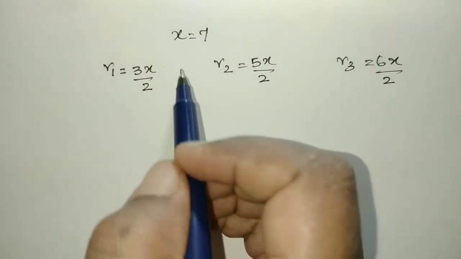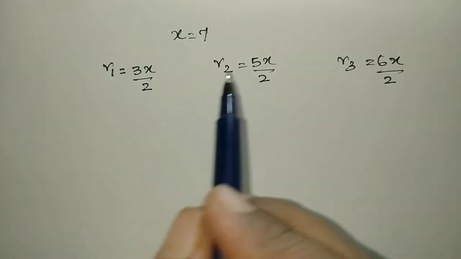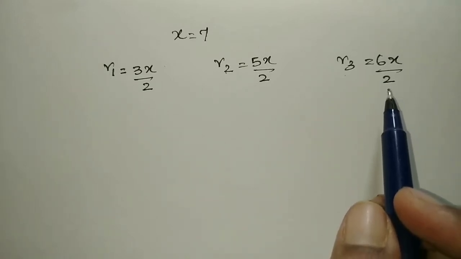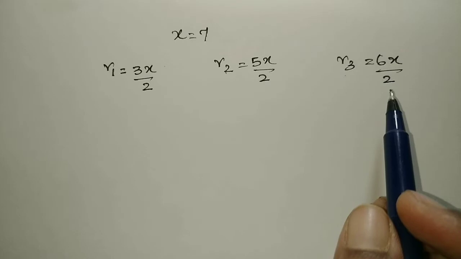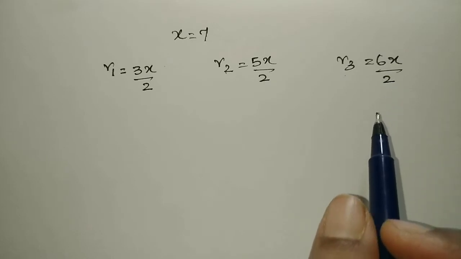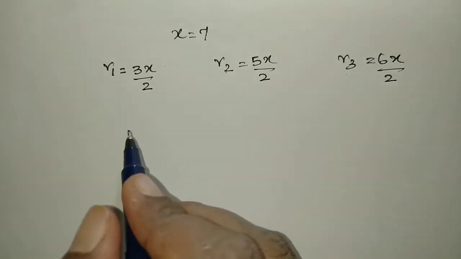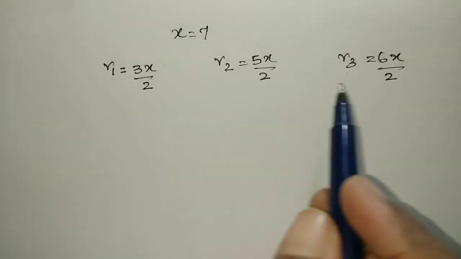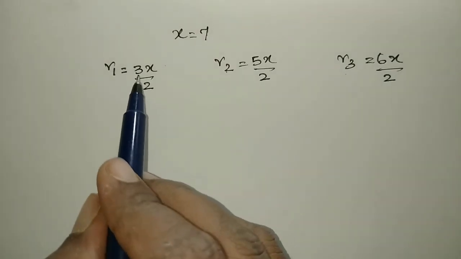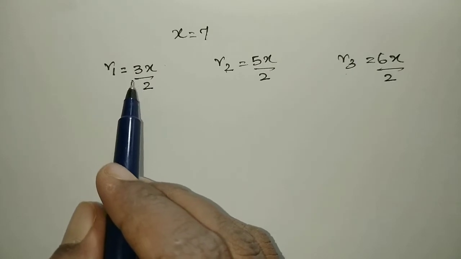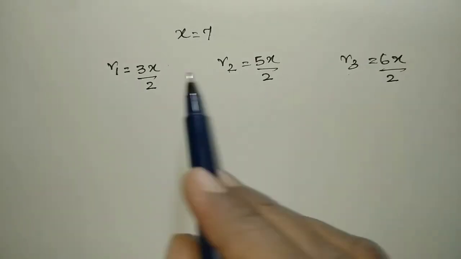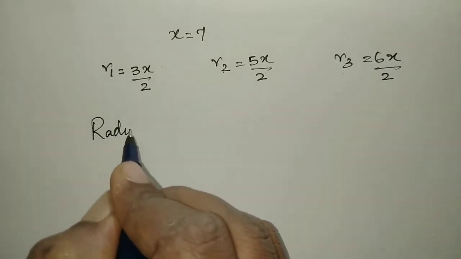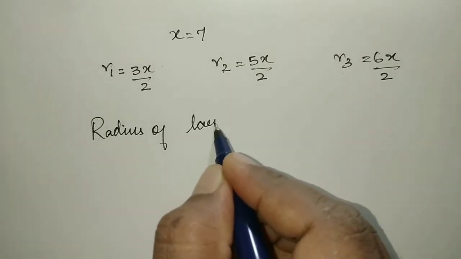Now, x is equal to 7. R1 is equal to 3x by 2, R2 is equal to 5x by 2, R3 is equal to 6x by 2. We have to find the difference between the areas of the largest and smallest. So first we have to find the radius of the smallest circle and the radius of the largest circle. Out of these 3, which will be the smallest radius? Which value is smaller? You can see 3x, no? So this will be the smallest, and the greatest value is 6, so this will be the largest radius.